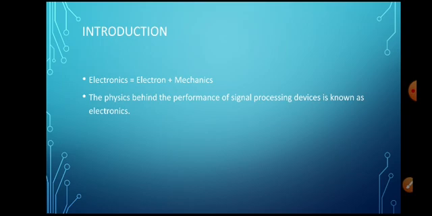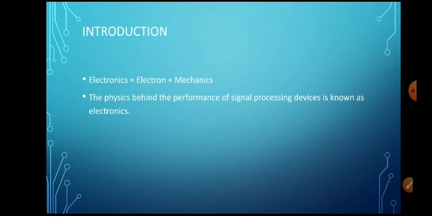Here we are going to study the behavior of an electron under external fields like electric field, magnetic field, light, and temperature. When you supply some energy or apply some electric or magnetic field, how does the electron behave? So electronics is a branch which deals with the motion of an electron, or the mechanics of an electron.